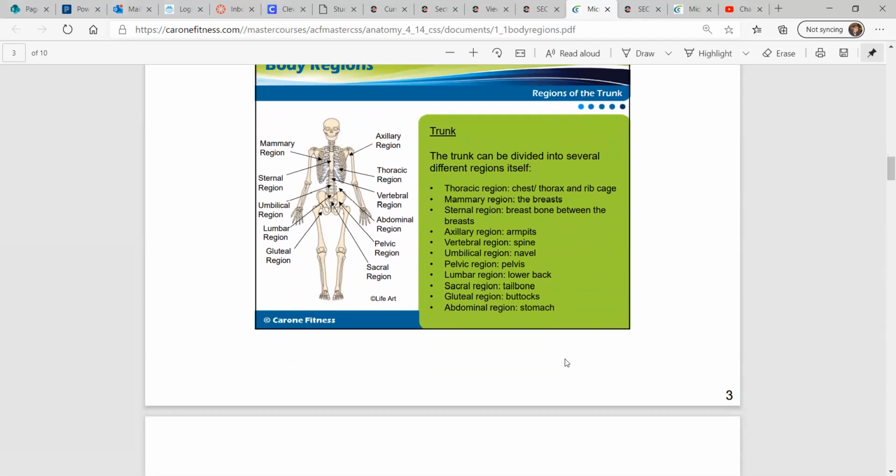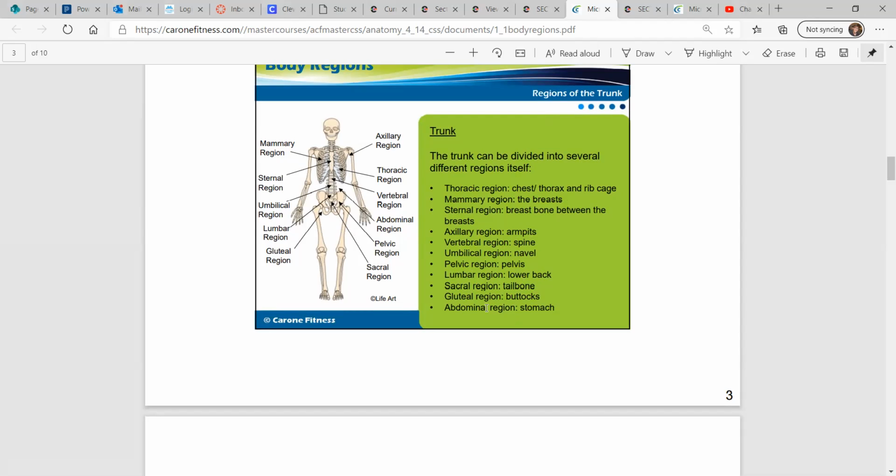And there's a lot of regions here. It's the thoracic region. That's your chest, thorax, and your rib cage. Mammary region, the breasts. Sternal, the breastbone between the breasts. So your sternum right here, that's in the sternal region. Axillary region, your armpits. Vertebral region, that is your spine. The umbilical region, that's near your navel, your belly button.